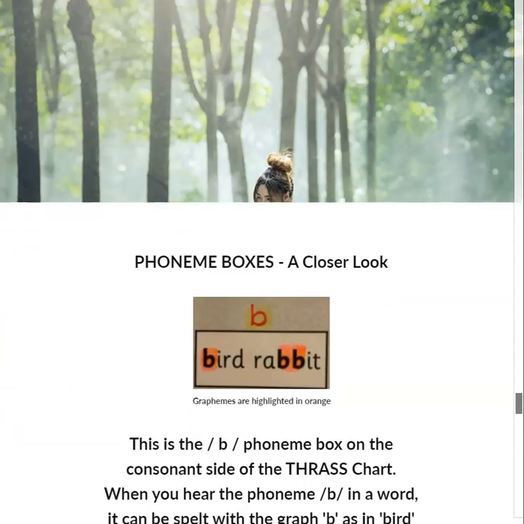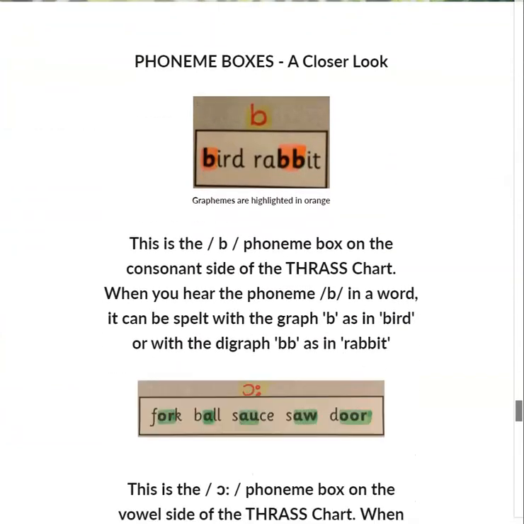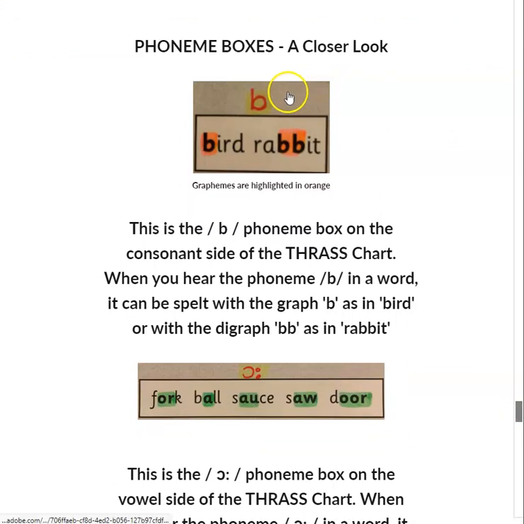Let's take a closer look at the phoneme box from a Thrass chart. So here we have the phoneme box b, and we have the 2 words that represent different spelling choices for b: bird with 1 b, and rabbit with 2 b. So we've got a graph and a digraph. So this is the b phoneme box on the consonant side of the Thrass chart. When you hear the phoneme b in a word, it can be spelt with the graph B as in bird, or with the digraph BB as in rabbit.